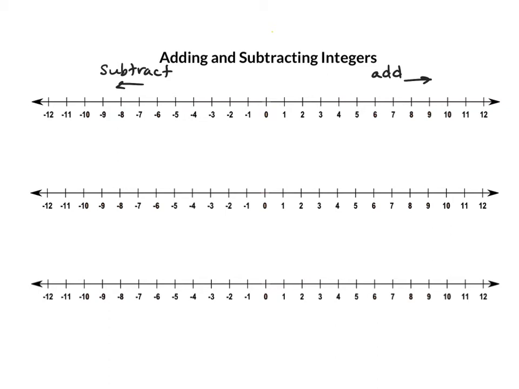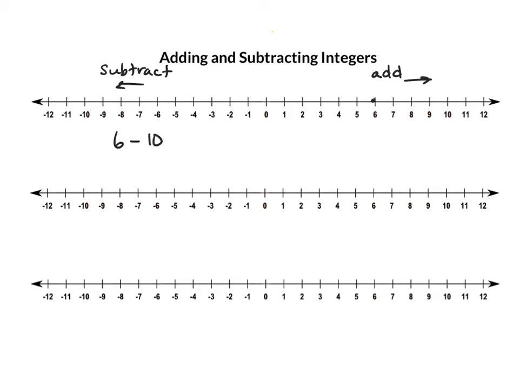We know that when we multiply, two negatives make a positive. Well, it's kind of the same situation. If you end up subtracting a negative, those two negatives end up making a positive. So we'll get to that in a moment here. Let's do some examples. Let's say I had 6 minus 10.